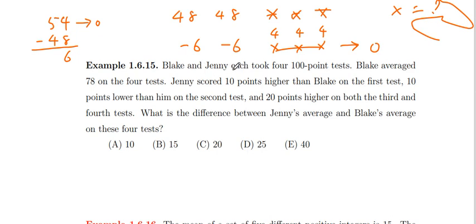Okay, so they each took 4 tests. So this guy averaged 78, and the other scored 10 points higher than him on the first test, 10 points lower than him on the second test, and 10 points higher on the third and fourth. So what is the difference between the averages on the 4 scores?